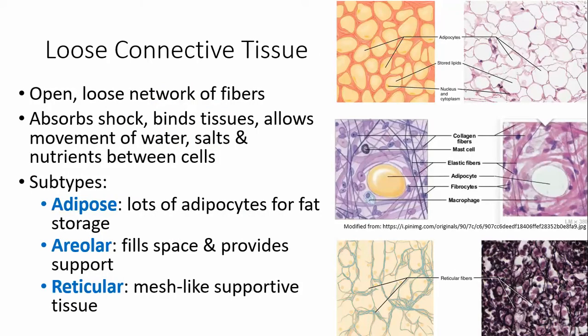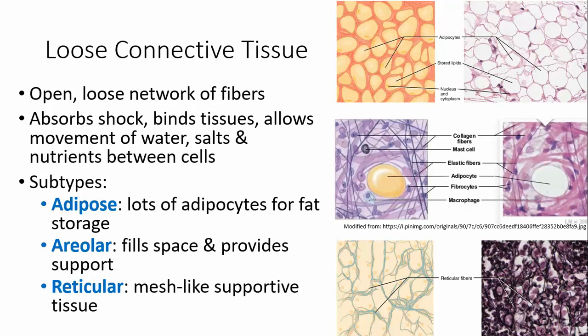Loose connective tissue usually does not have very tightly packed fibers, things are spread out. This is the kind of tissue that not only absorbs some shock and helps hold tissues together or bind them, it also, since there's a loose gathering of fibers, allows materials like water, salts, nutrients, food, molecules like glucose to very easily pass through. There are three different subtypes.